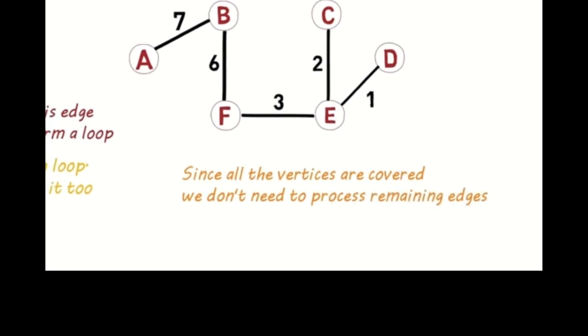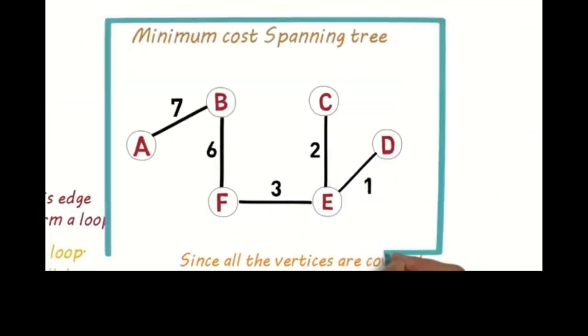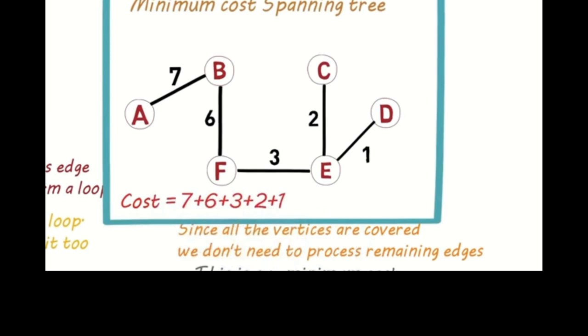About calculating the weight part, you just have to add all these values which are mentioned on the edges, which is 7 plus 6 plus 3 plus 2 plus 1, which is 19. So this is the minimum cost.